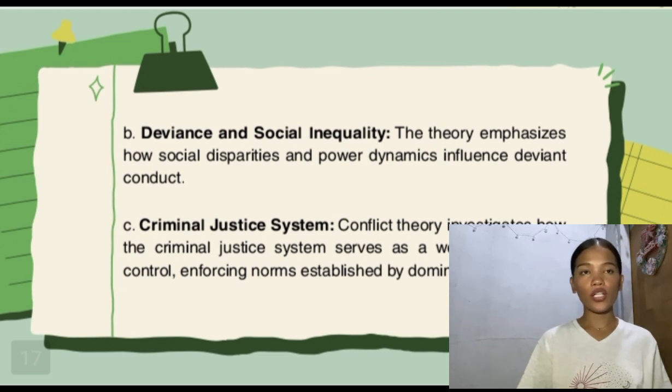Third, the criminal justice system is seen as a tool used by those in power. Conflict theorists believe that laws are not always fair. Instead, they are often designed to protect the interests of the powerful while punishing the weak. This is why some crimes get heavy punishment while bigger acts by powerful people sometimes get ignored.